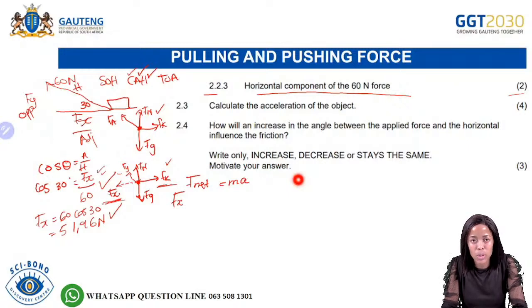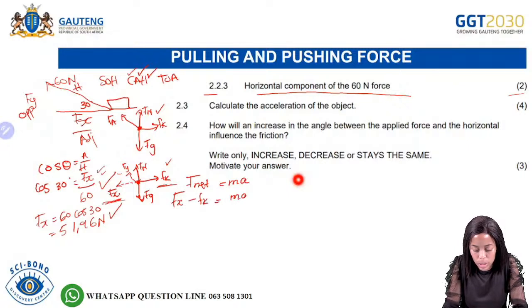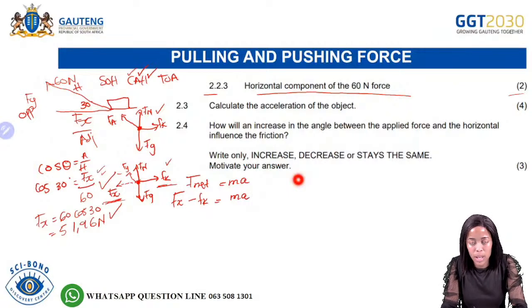But let's say that you now had two forces which are on the same side. What do you do with those forces? You add those two forces. But in this case, we have one force on the left and one force on the right. What are we going to do? We need to subtract the two forces. So we have Fx minus Fk, which is equal to what? ma.